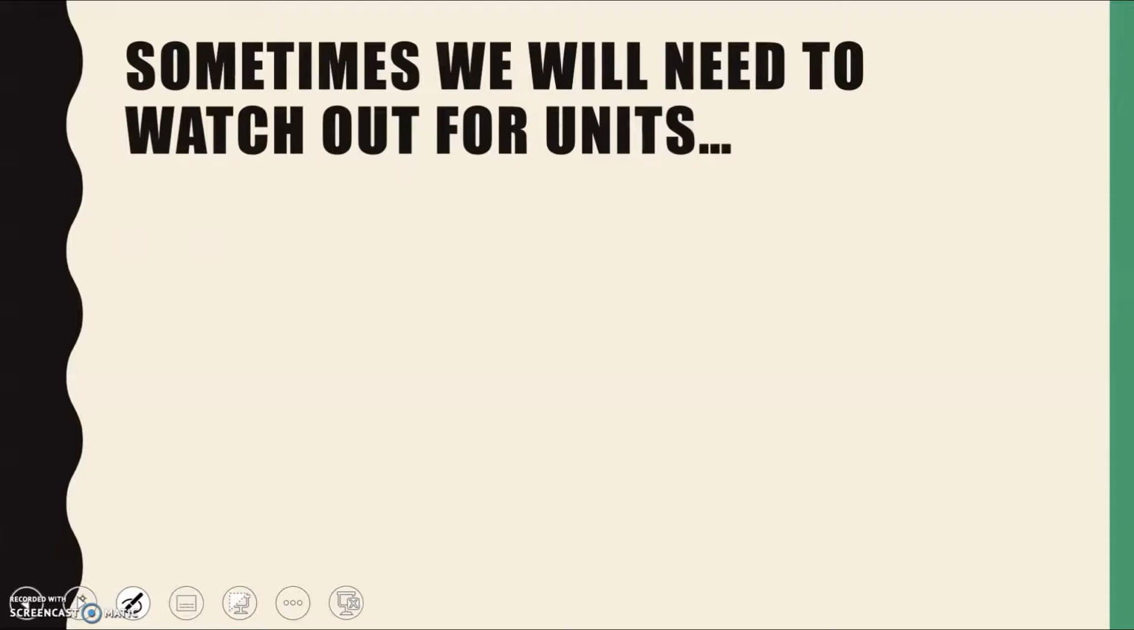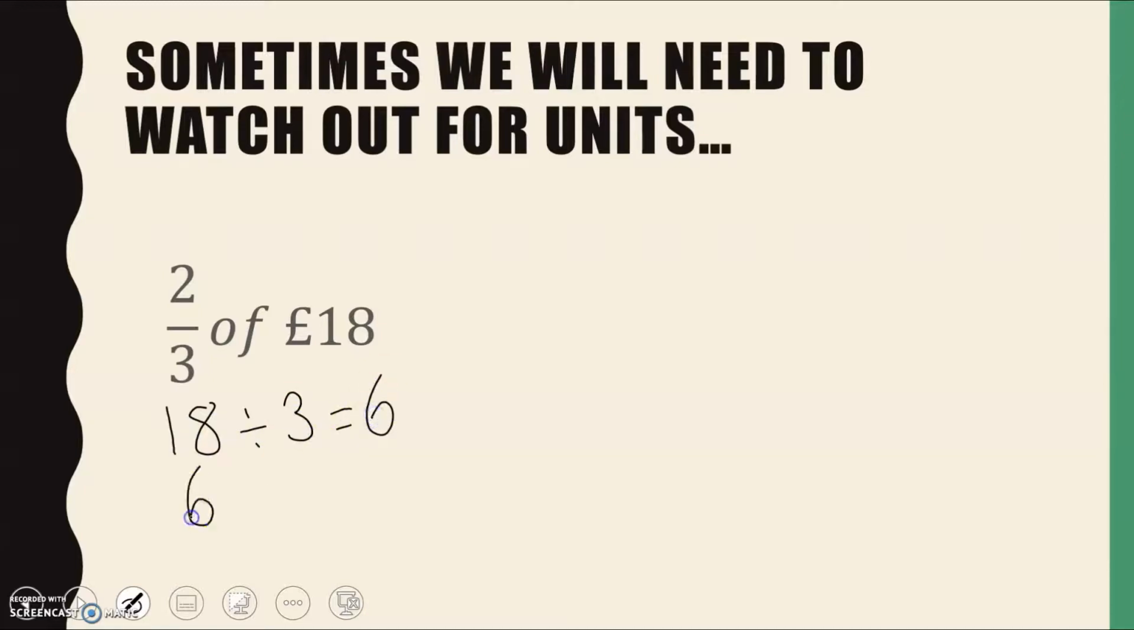Sometimes we'll need to watch out for our units. So remember, these are things that we use to measure. So it could be kilometres, could be kilograms, could be pounds. So this example, 2/3 of 18 pounds. Well, I'm going to find 1/3 first. So 18 divided by 3 should give me 6. And then 6 times the top of my fraction 2 is going to be 12. But it was 18 pounds, so I'm going to make sure that I put my answer as 12 pounds there.